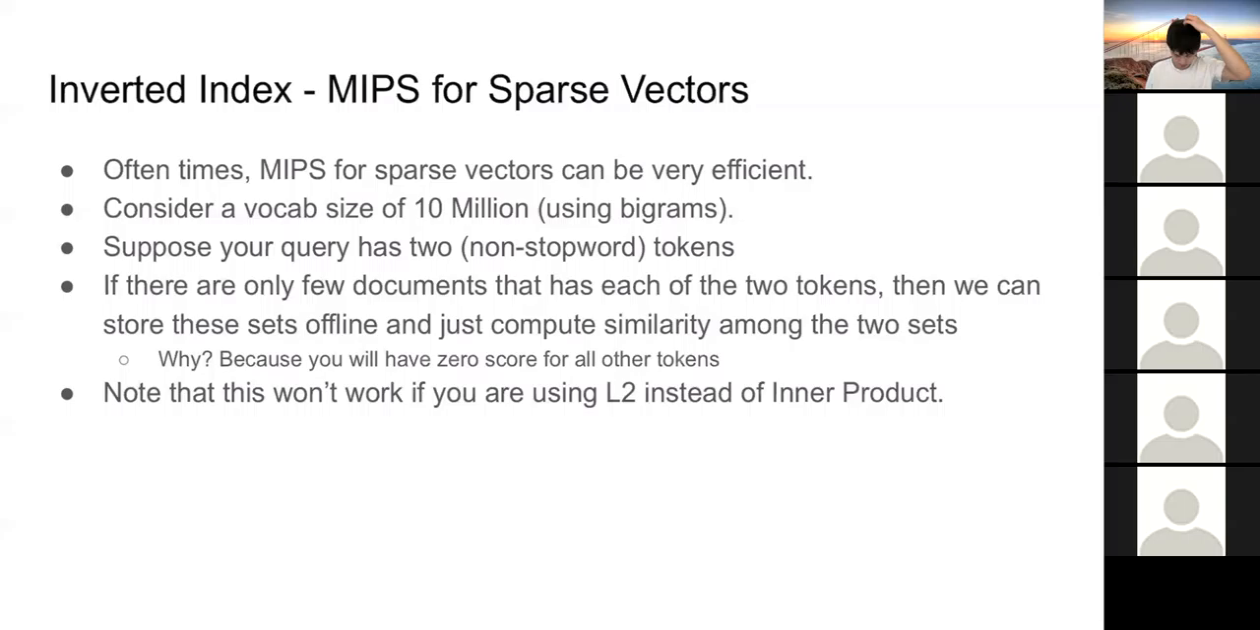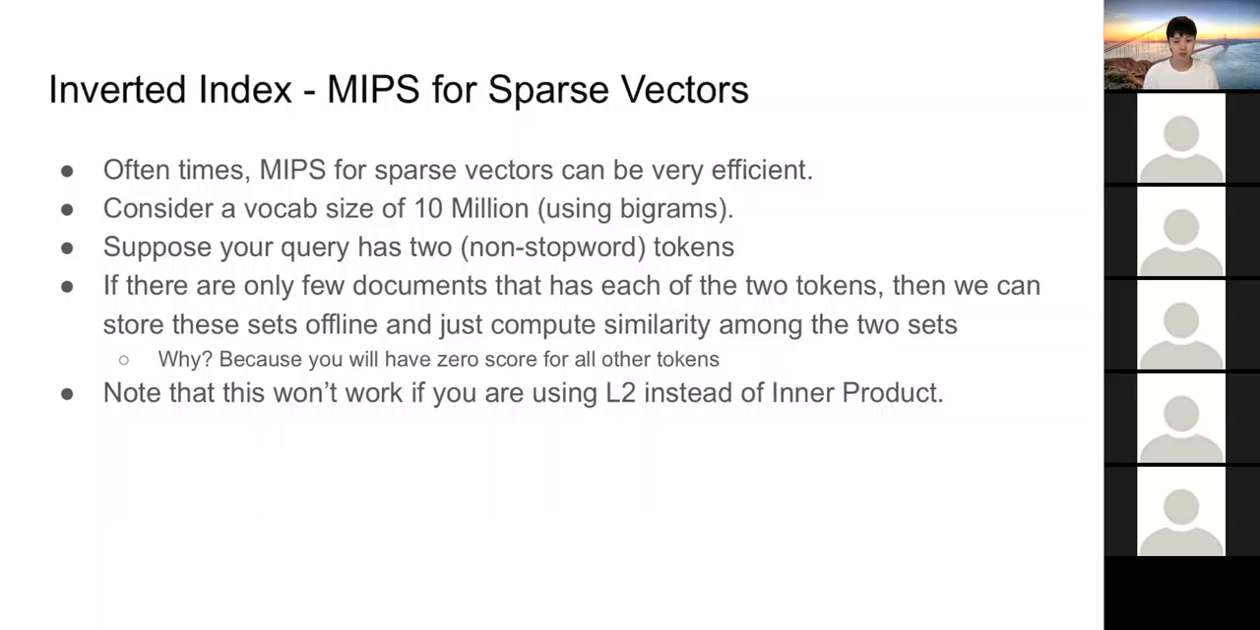So the point of inverted index is that you can make MIPS very efficient for sparse vectors. Suppose you consider a vocab size of 10 million, and we can reach 10 million very easily. If you're using bigrams or trigrams, then it'll be even larger. And suppose that your query has two tokens, and we're excluding stop words like is, are, to, these common non-meaningful words, syntactic words to be more exact.